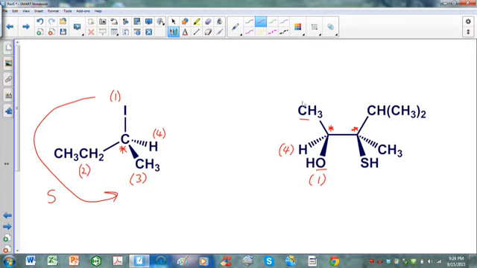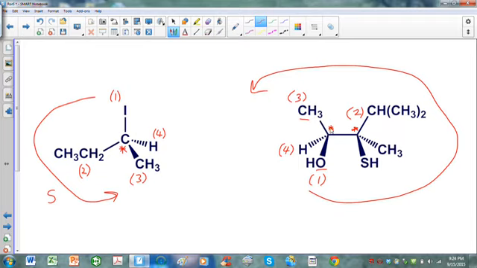Well, connected to this carbon is just 3 hydrogens. Connected to this carbon is other carbons and a sulfur, so this group definitely has priority over this one. Therefore that's going to be 2, and the methyl is going to be 3. So when we go around, bear in mind we're still focusing on just this carbon. The stereochemistry about that carbon, when I go 1, 2, 3, I'm going counterclockwise just like I did here. So this stereo center around this carbon is S.